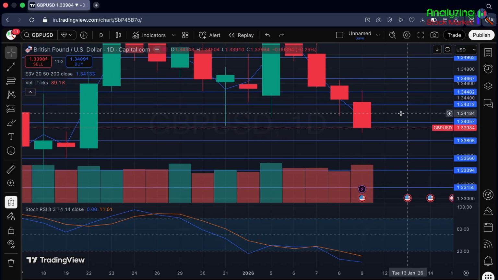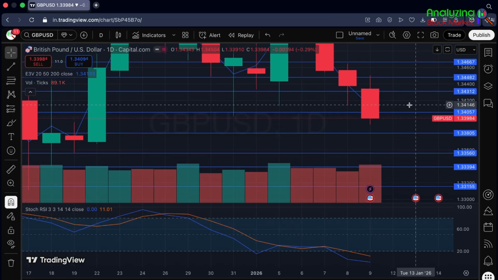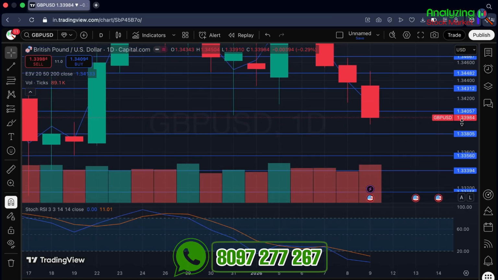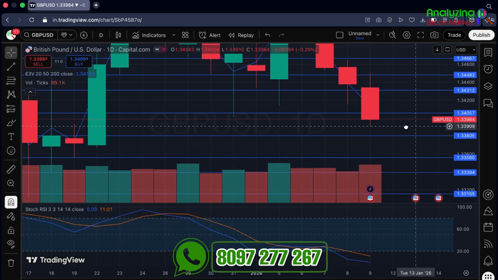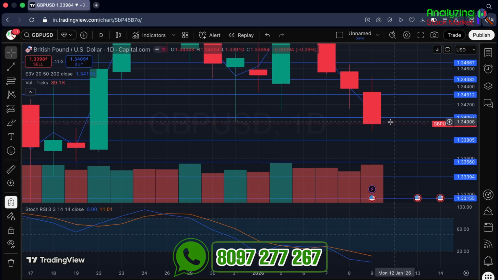This is a one-day chart. Currently, if you see, there are important support zones and resistance zones already marked during the previous week's analysis. So currently, we don't need to mark any new levels. I don't see any new data that has been established or has come during the past week. So let's talk about the closing first. Here 1.33984 is the closing.